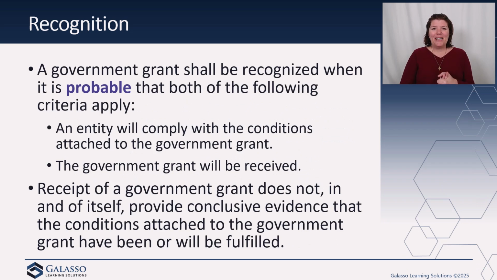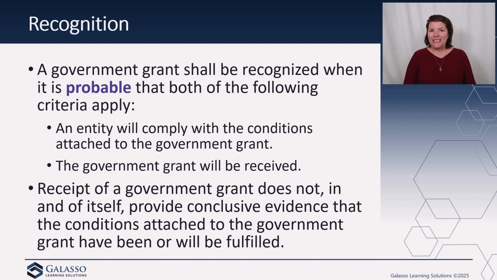All right, so let's talk about what the recognition guidance is. A government grant shall be recognized when it is probable that both of the following criteria apply. One, the entity will comply with the conditions attached to the grant, right? So very often it has to be spent on a certain thing. We talk about allowable costs, or it has to be used for a particular purchase. So again, these are conditions that are in there.